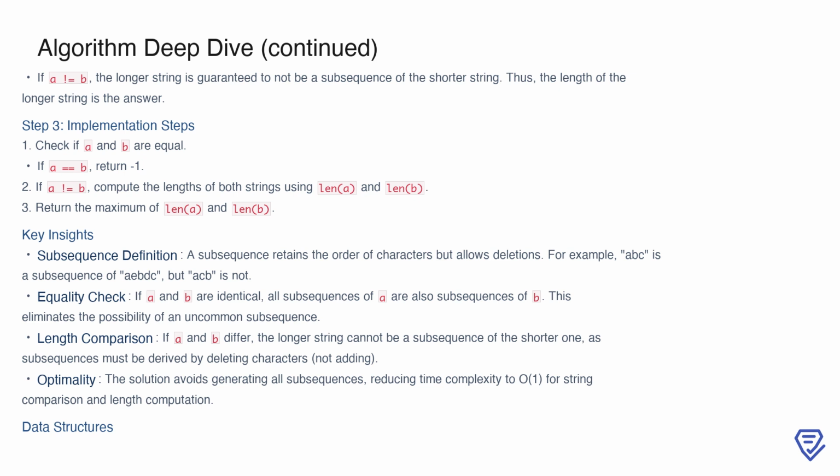There are some key insights here that simplify our approach. For example, the definition of a subsequence ensures that we don't need to explicitly generate all possible subsequences. This would be computationally expensive. Instead, the equality check and the length comparison suffice. This optimization keeps the solution highly efficient, requiring just constant time operations for comparison and length computation.